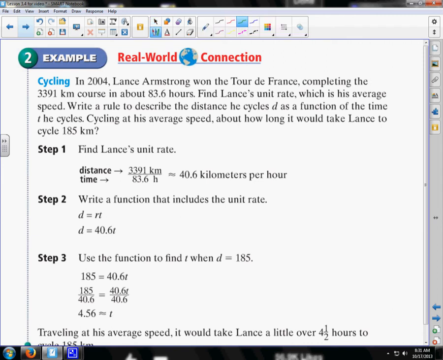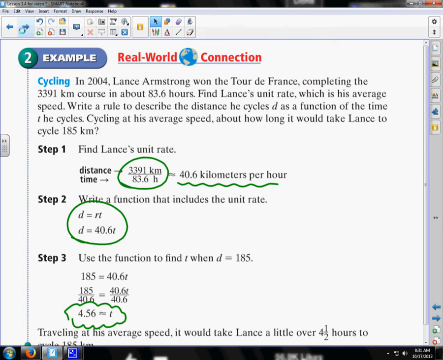So first they did what he went divided by how long it took him, and then they figured out, okay, that's 40.6 kilometers per hour. And then they used d equals rt, and they filled in 185 for distance. And they said, okay, if you want to go that far, it's probably going to take you about 4.5 hours. That's a real good thing to know, because if you're going to go do these long training sessions, you want to know how long you're going to be gone.